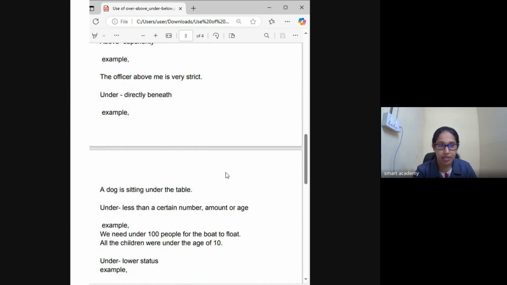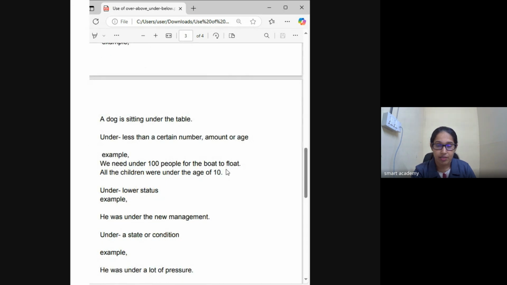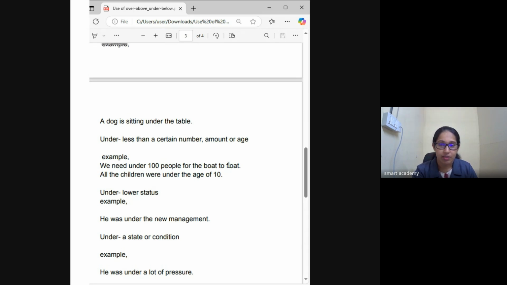The dog is sitting under the table. The cat slept under the table. The bird is under the tree, you can say that. The ball is under the car. It's lying under the car. The cat is under the chair. Directly beneath of something, we can use the preposition under. Clear?